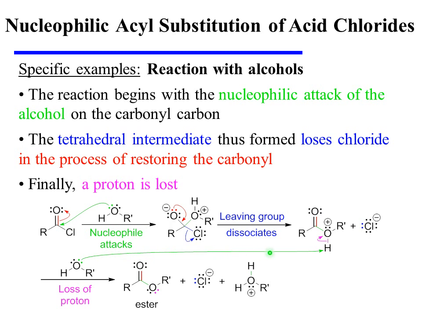As we saw in the previous example, the proton may be lost to chloride or to another molecule of reagent. In either instance, our product of interest is an ester, and our byproducts will ultimately be chloride and an oxonium ion. This oxonium ion is the conjugate acid of the reagent.